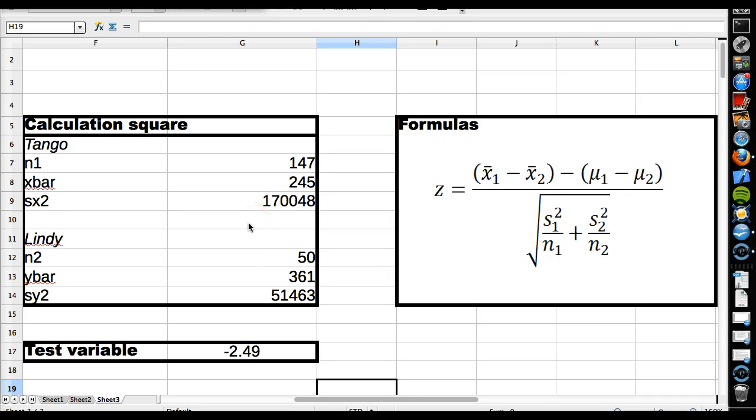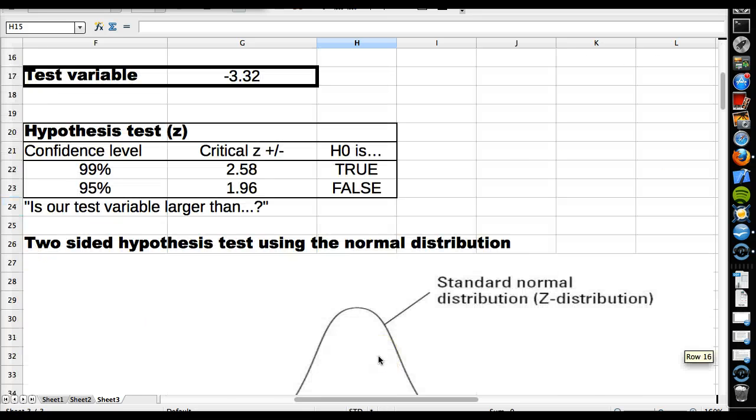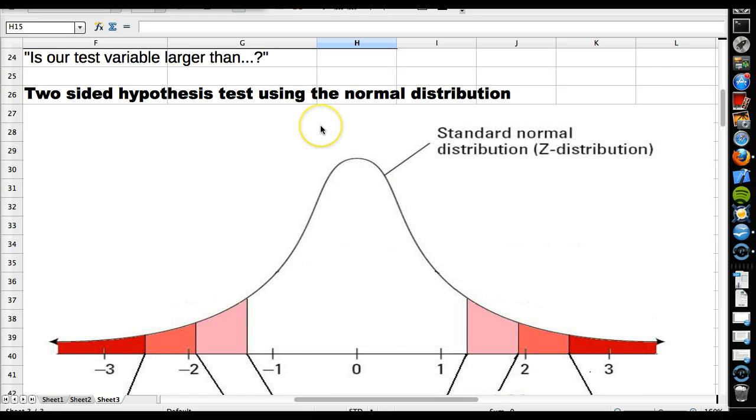I hope you have some fun with this. Try doing what I just did, change the difference manually and look at how the test variable changes, and figure out the relationship between this and the normal distribution. Have some fun with this.